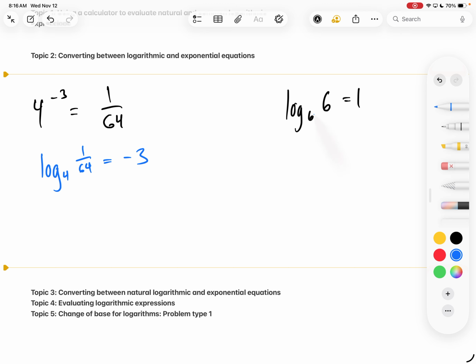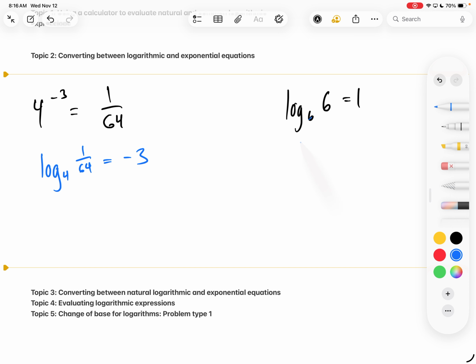On the next one, what a log actually asks is, my base, this to what power gives me 6? 6 to what power is 6? And the answer is 1. 6 to the first power is 6. But all we're doing right now is rewriting it.